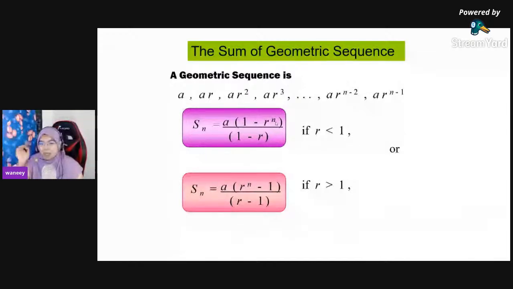But you have to keep in mind that your common ratio shouldn't be equal to 1. Apa-apa pun tak boleh sama dengan 1. Otherwise, your denominator is equal to 0 and everything will be undefined. So you can choose either formula to use for Sn.